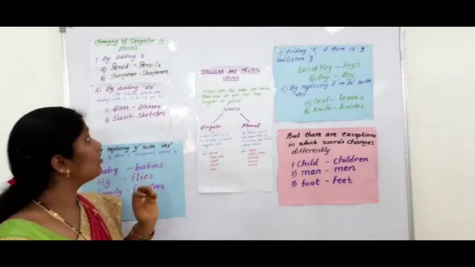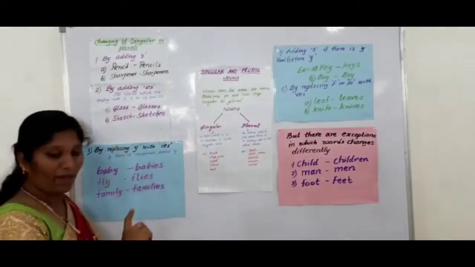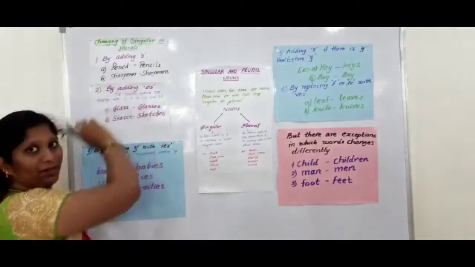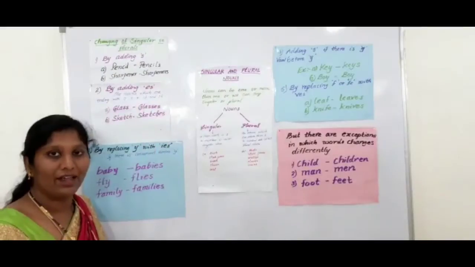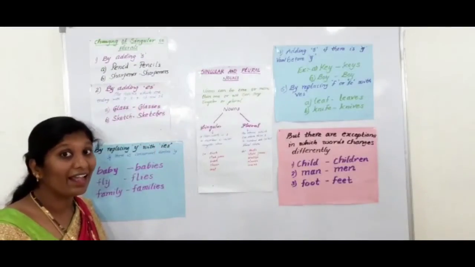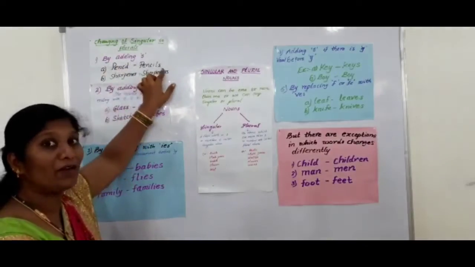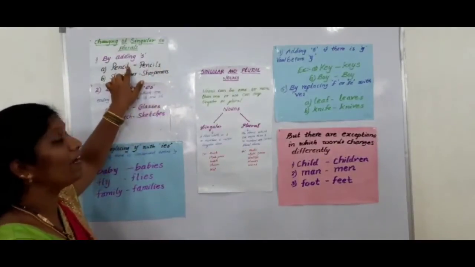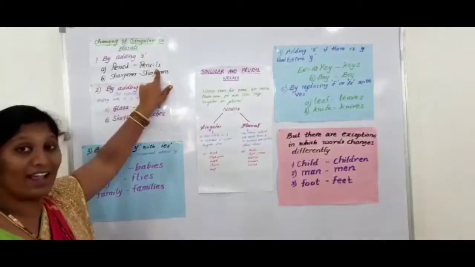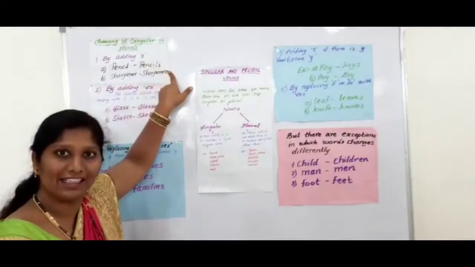Okay, children. So, for example, you take one thing. Pencil. You know the spelling of pencil. P-E-N-C-I-L, pencil. So to make it plural, we have to add S at the end of this word. Did you see here? Yes, pencils.